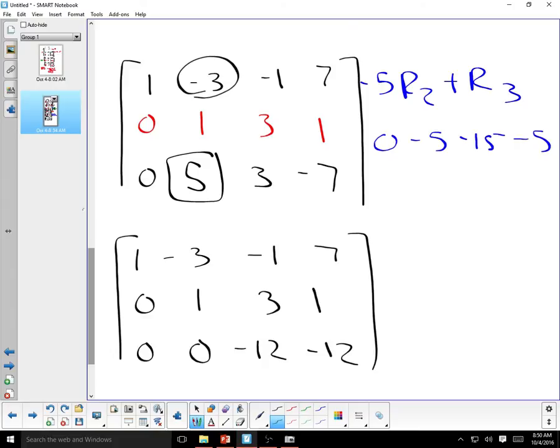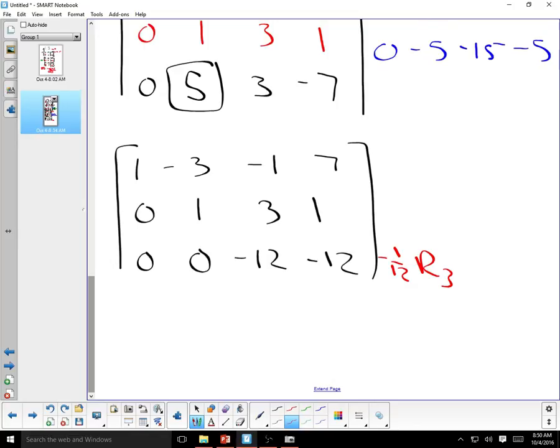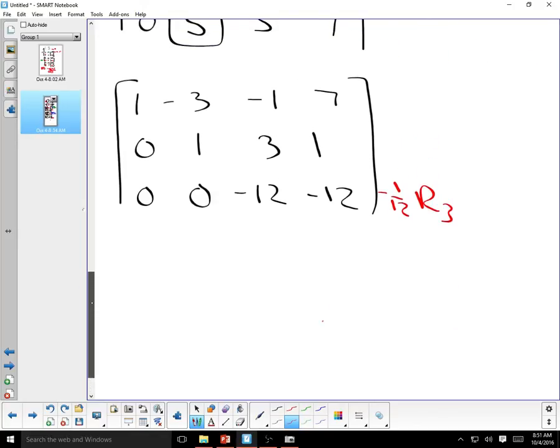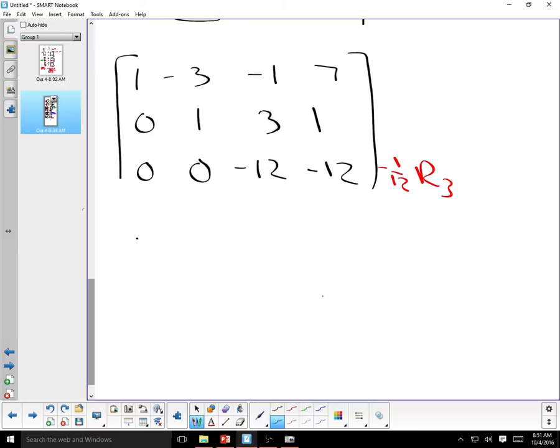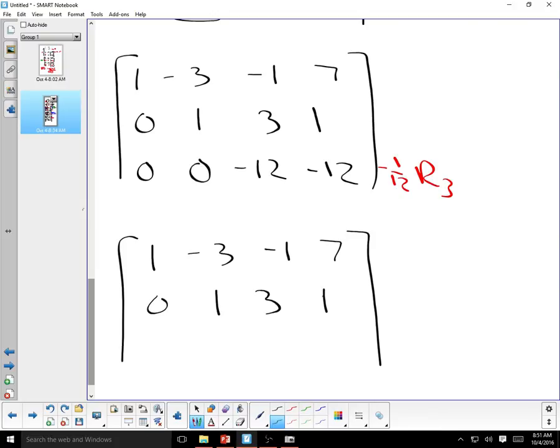Because all we need to do is make that -12 a 1, don't we? And remember I said that's the easy thing? Because what am I going to multiply row 3 by? By -1/12. So here's what we get. 1, -3, -1, 7. 0, 1, 3, 1. Let's see, -1/12 of the 0 is still 0. -1/12 of 0 is still 0. -1/12 of -12 is 1 and 1.